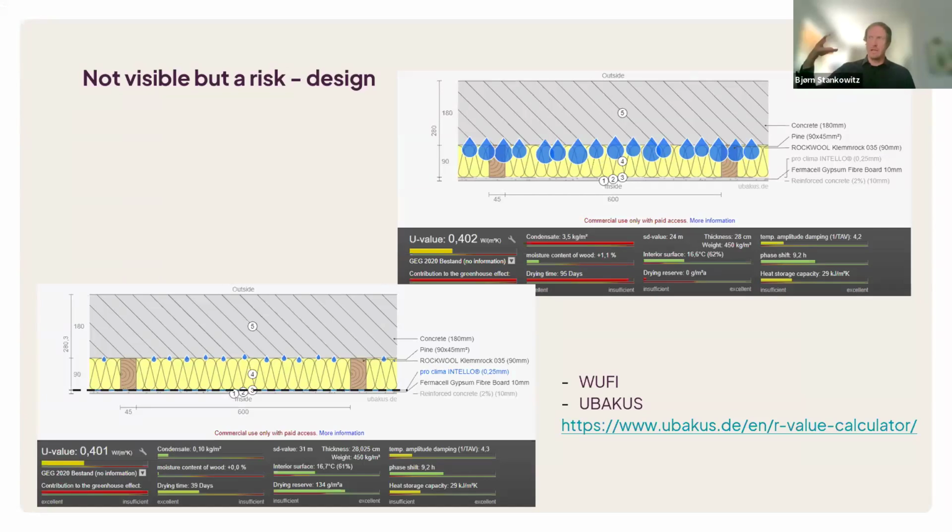The other thing which we have discussed before was the not visible but still a risk through to design. Just by adding a vapor barrier on the inside, on the warm side of the building, you're reducing the actual moisture that is penetrating through this layer. So you still have a drying out time of 39 days, which is a bit too much, but you still see the difference if you look at it from the start.